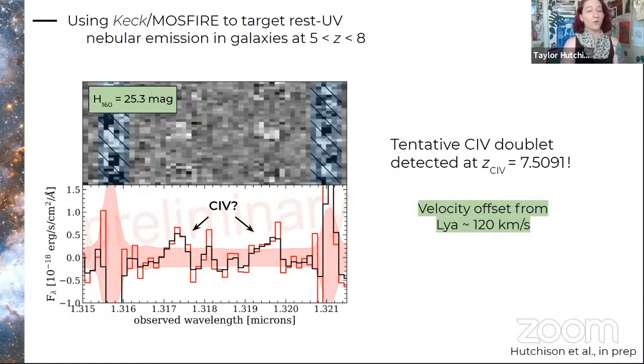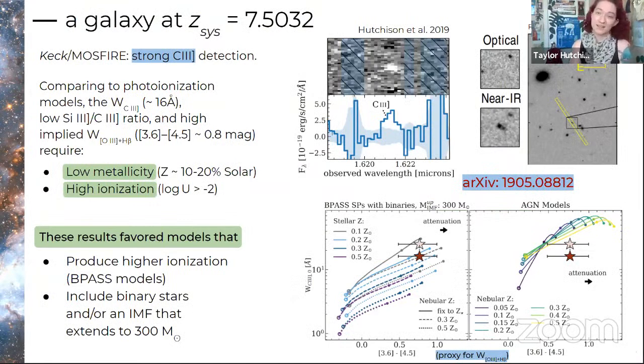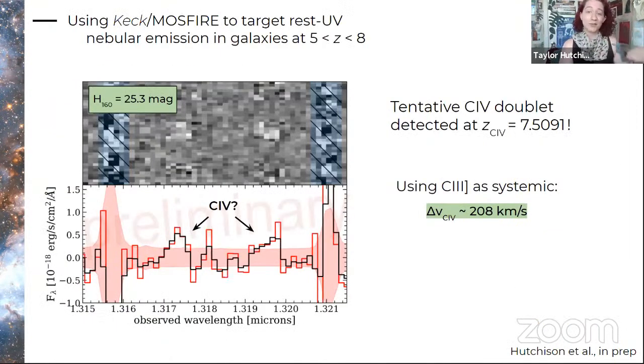And conveniently, we do. This galaxy has been very well studied in the past, including my 2019 work where we got a carbon-3 detection for it. This is just a stat sheet from that work. Feel free to go check out the arXiv paper for this. I'm not going to cover this in this talk. But using carbon-3 as our systemic tracer, we can then compare these lines relative to systemic.